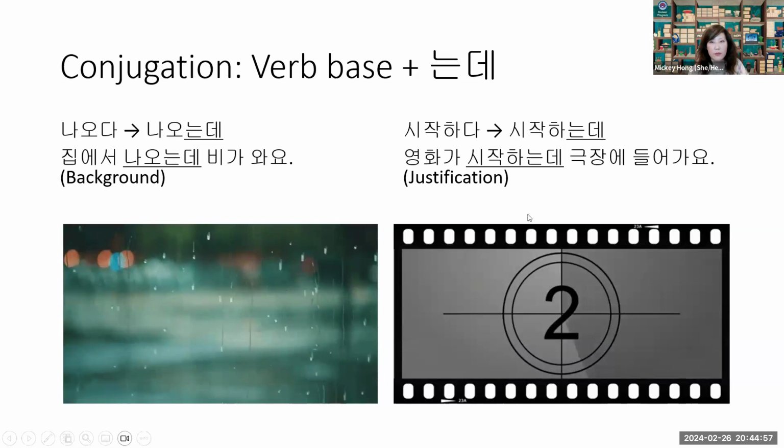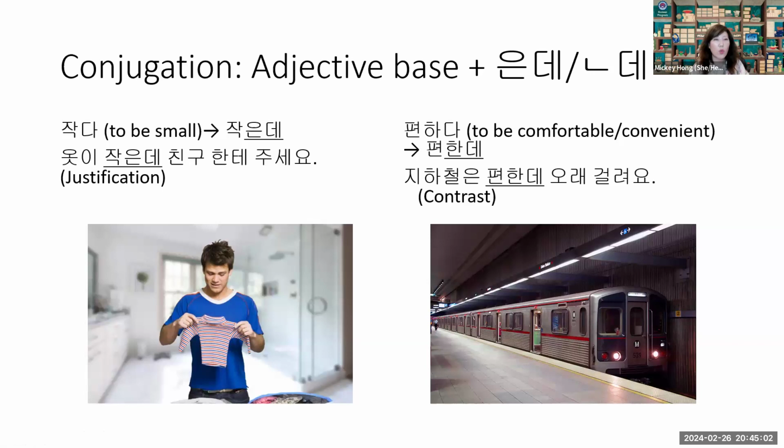Also justification, 옷이 작은데 친구한테 주세요. Since the clothing item is small, give it to your friend. Why don't you? You're not just saying give it to your friend. Since it's like this, give it to your friend. You're providing a reason, justification.